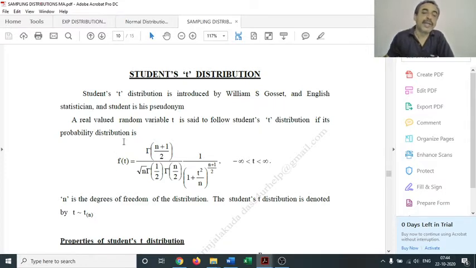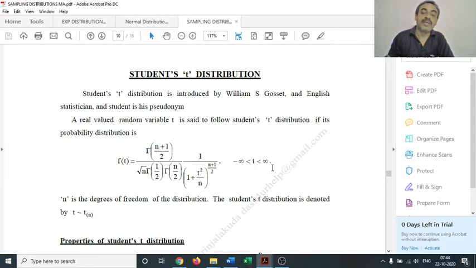Here we have a real valued random variable T, that means a random variable with range the complete real line, minus infinity to plus infinity. It is said to follow Student's t distribution with n degrees of freedom if its probability density is f of t equals gamma of (n plus 1) by 2 by root n gamma of 1 by 2 gamma of n by 2, into 1 by (1 plus t square by n) all raised to (n plus 1) by 2. Here the variable t has a range between minus infinity to plus infinity, that is the entire real line.